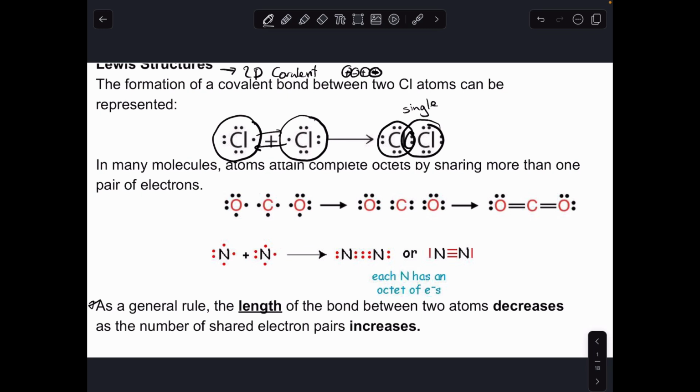Down here with our next example, carbon dioxide, we have an example of a double bond where they're sharing twice. These bonds can be represented by the dots in between or by lines. You'll see I prefer the lines. I just think it looks cleaner, but technically the dots are a valid way to show it as well. And then you can even have triple bonds.